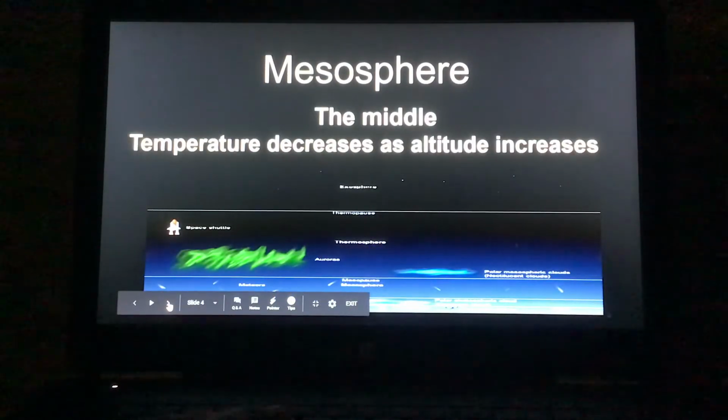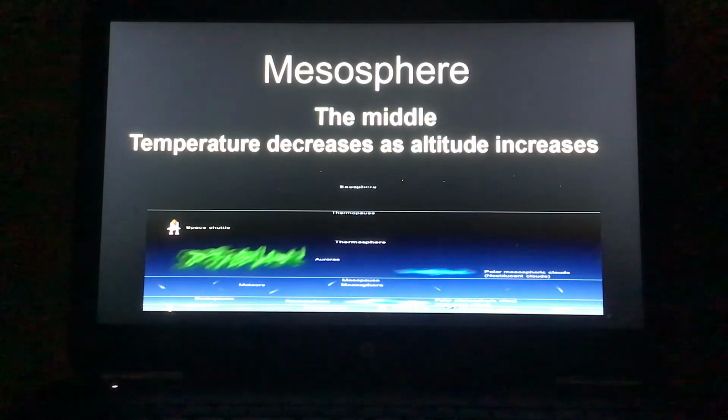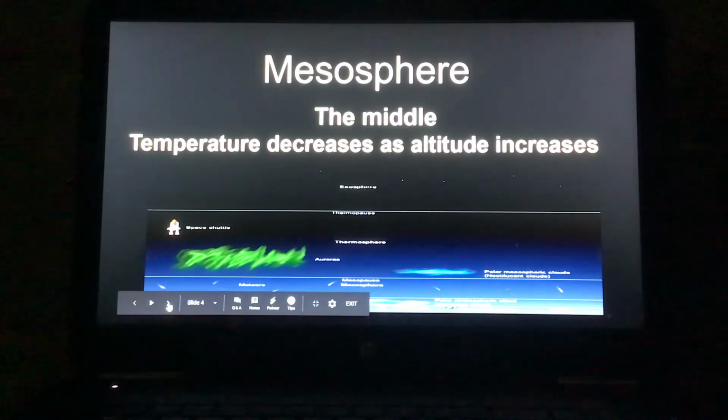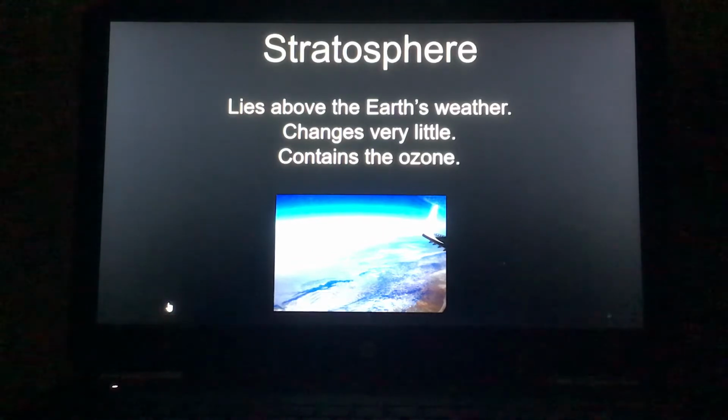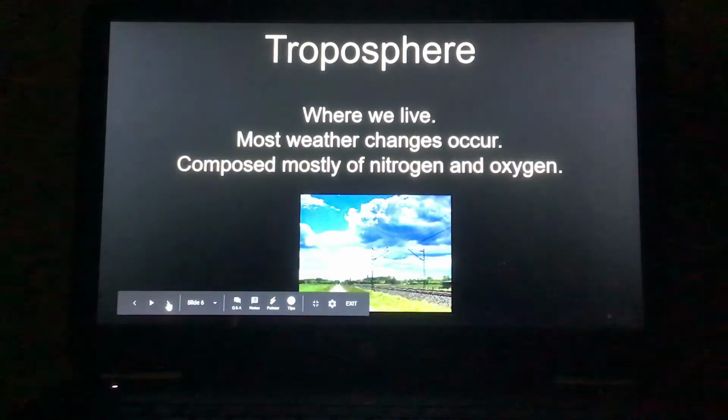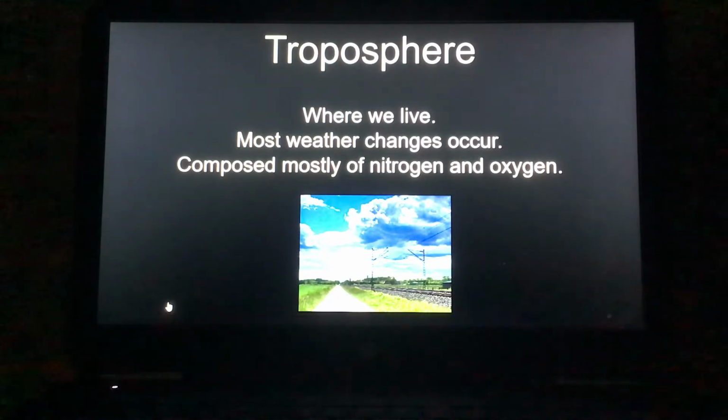Mesosphere, the middle, so it's in the middle of the 5, and temperature decreases as altitude increases. So as you're going up, the temperature is going down, it's getting colder. Stratosphere lies above the Earth's weather, changes very little, and it also contains the ozone. The troposphere is where we live. Most weather changes occur, composed mostly of nitrogen and oxygen.